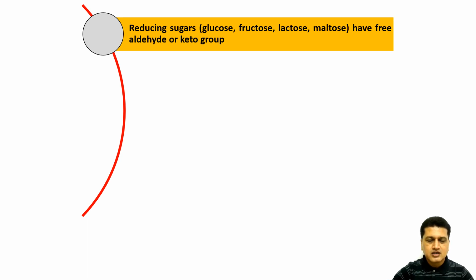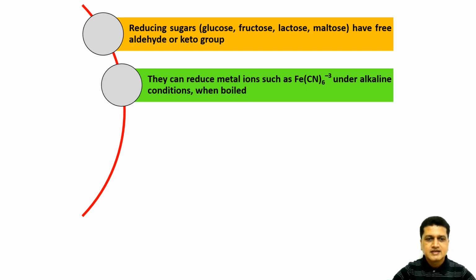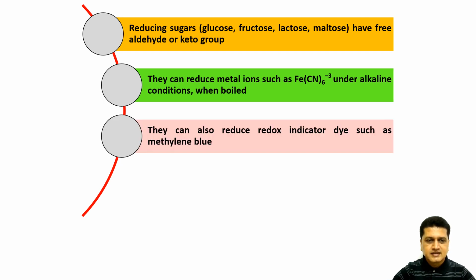Reducing sugars are those which have free aldehyde or keto group in their structure. Monosaccharides like glucose and fructose, while disaccharides like lactose and maltose are examples of reducing sugar. Reducing sugar can reduce metal ions such as ferricyanide ions under hot alkaline condition. They can also reduce redox indicator dye such as methylene blue.